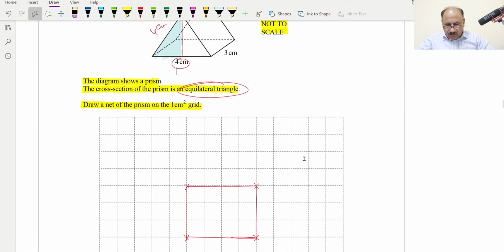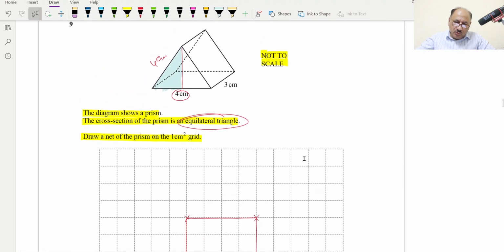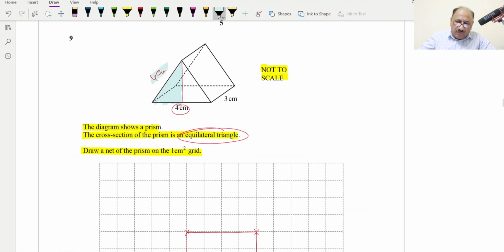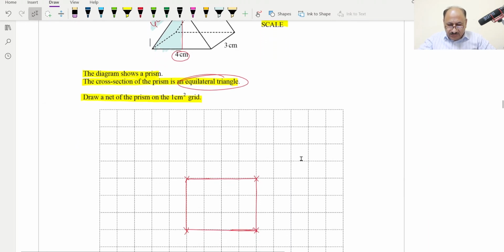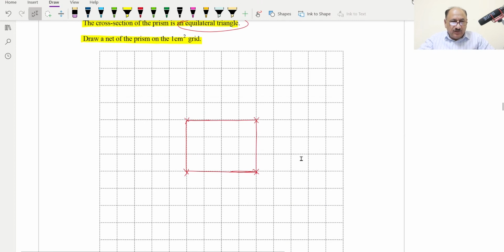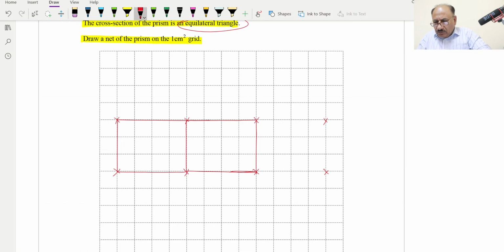So first I will draw the sides, which are also 4 centimeters. This one is 4 centimeters by 3 centimeters. So 4 by 3 will be this indication, 1, 2, 3, 4, this one. So we can complete this drawing also. This will be from here and from here, and we can join this one also and join this one.